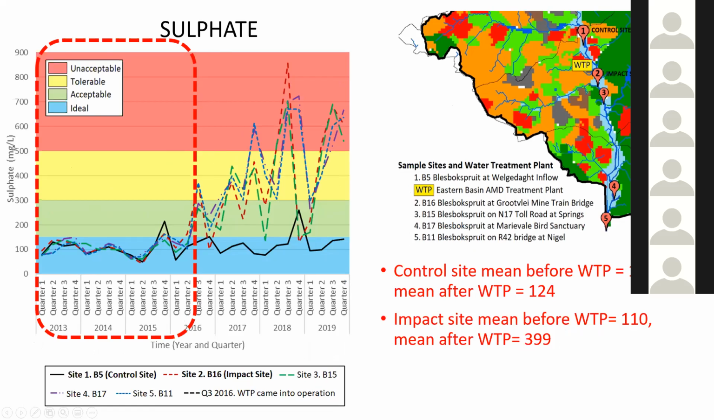And so we've got a control site mean of 103 before, 124 after, but the impact site has got a 110 mean before and after almost 400. So we've moved from ideal to tolerable, and in some cases, at site 2, the red site, we've reached unacceptable levels.